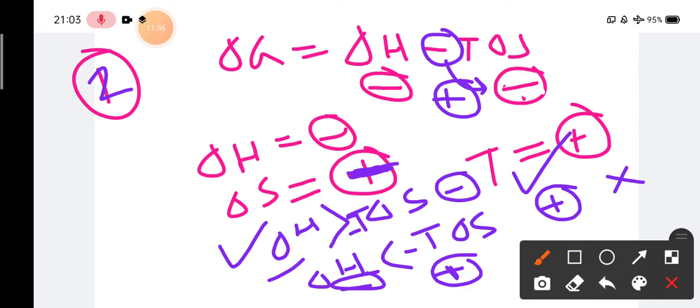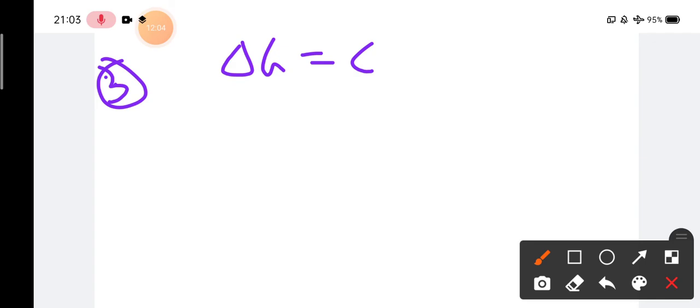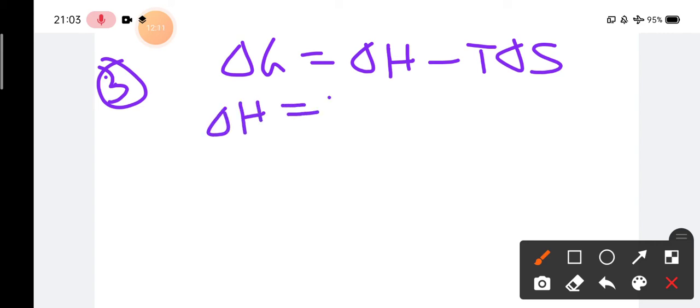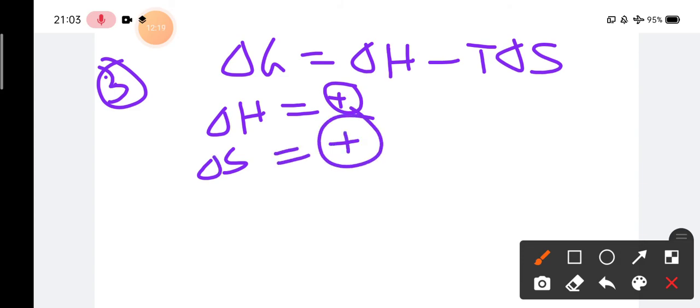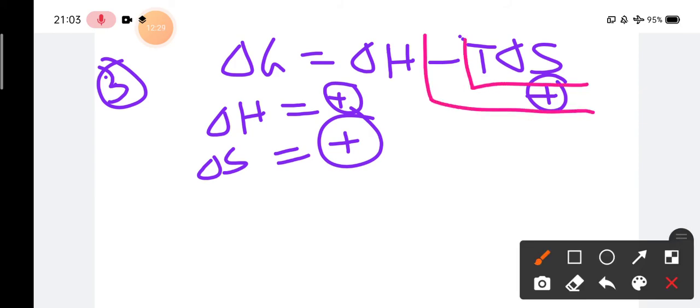Okay, let's move to the third condition, where as we know delta G is equal to delta H minus T delta S, where delta H is positive and delta S is also positive. So if delta S is positive, then T delta S is positive, but minus T delta S will be negative. Minus T delta S is negative and delta H is positive.